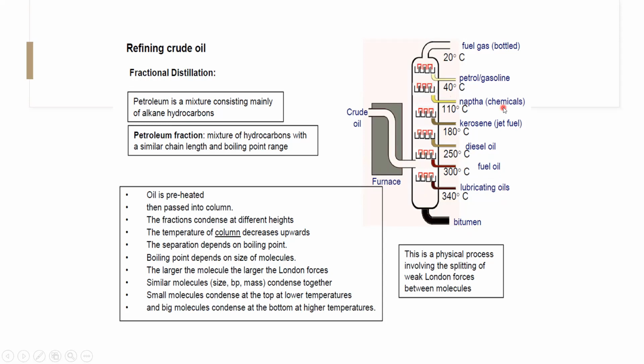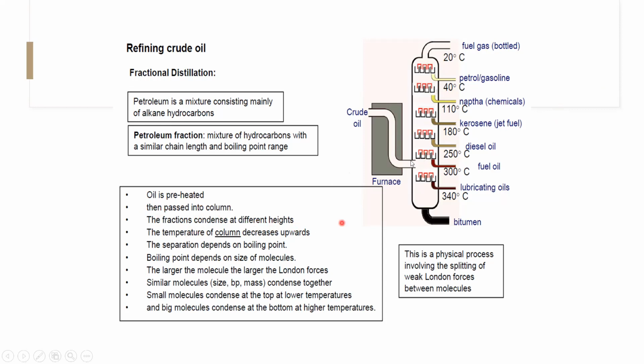Naphtha is used in the petrochemical industry for making different products. Then we have petrol or gasoline, used as a fuel for cars. And we have fuel gases or bottle gases, which are normally used as a domestic fuel. So what happens? The oil is preheated, then it passes into a column.